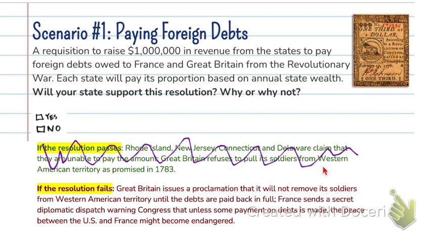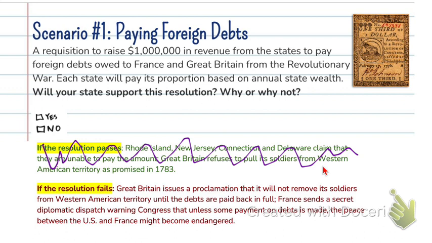So now Great Britain has told us that they are not going to pull the remainder of their soldiers out of our western lands until we pay them back. And France, our friend, our ally, those who helped us, they are mad. They said if we don't pay them back, our relationship will be strained.